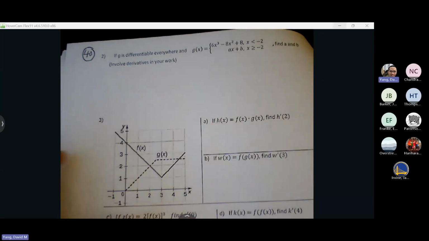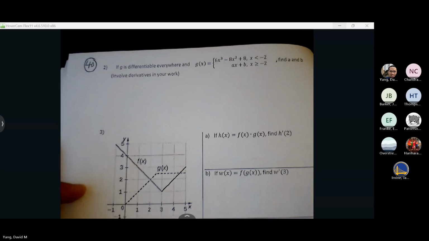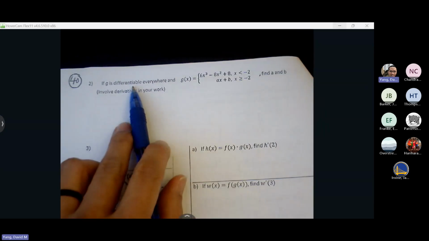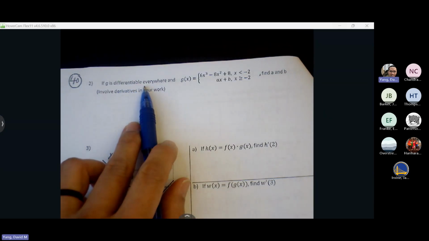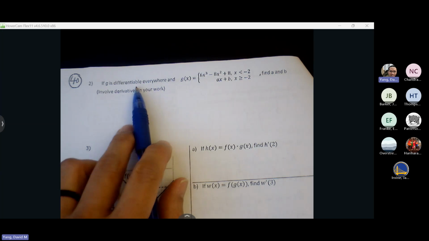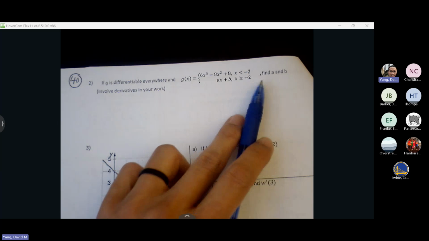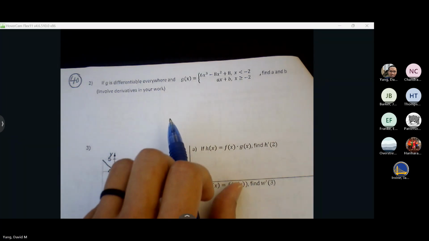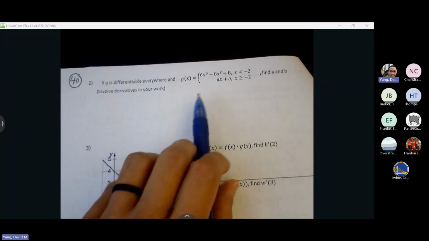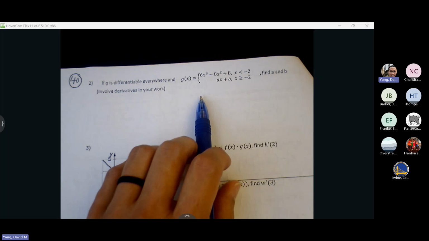Okay, page 40. If g is differentiable everywhere, and when we see the word differentiable, we should just be thinking, okay, it's continuous and differentiable. We have a piecewise function. It says find a and b such that our piecewise function can be differentiable.